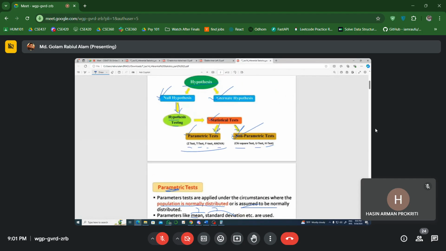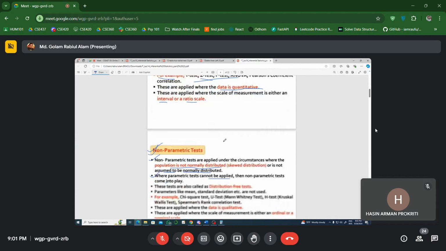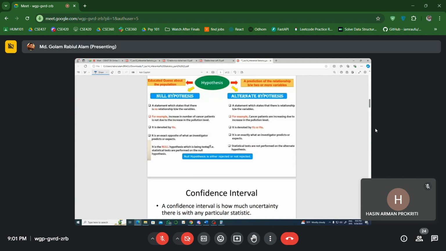So you can see we have already applied the Z test and T test. Sorry, those are parametric tests, and we also have the non-parametric tests. Now we want to discuss one of the non-parametric tests, and the popular one is chi-square. I think we have already discussed the null and alternate hypothesis, so there is no need to discuss that.